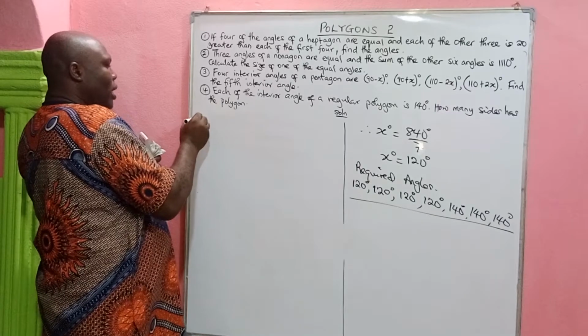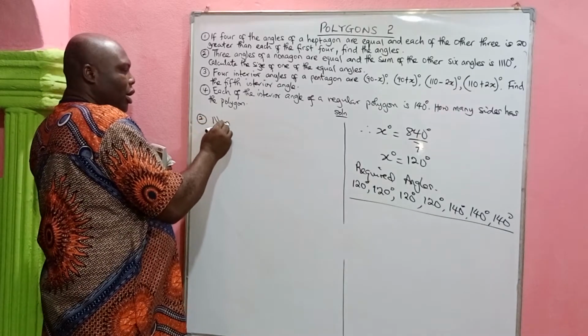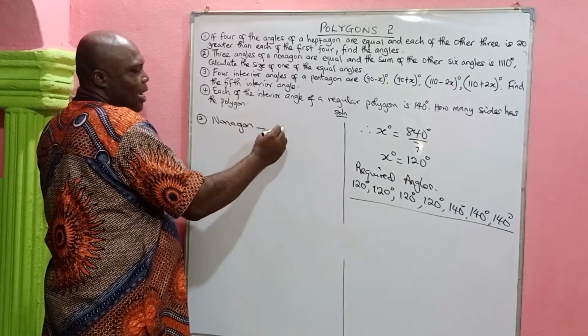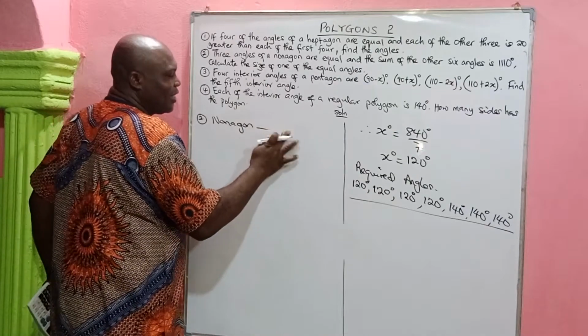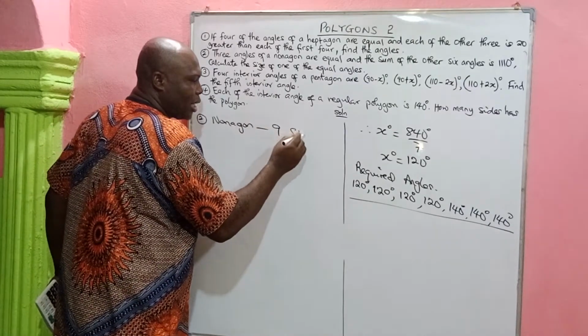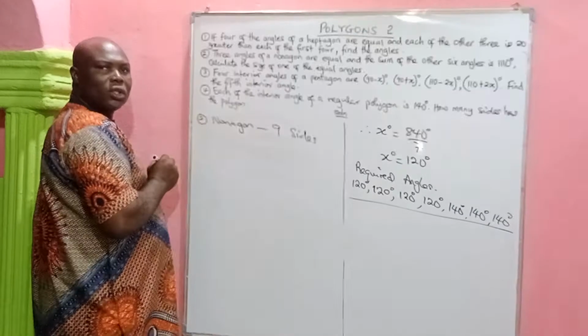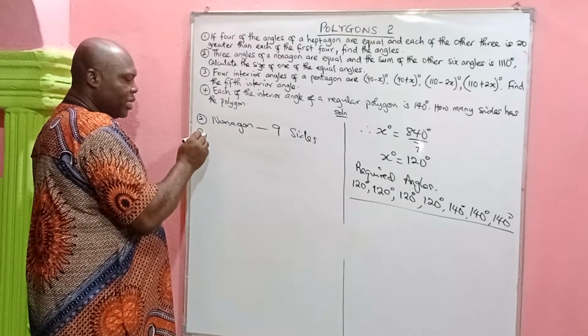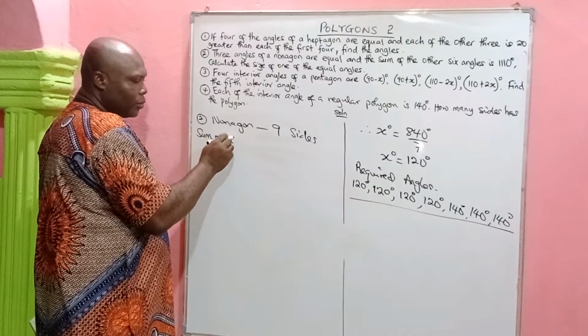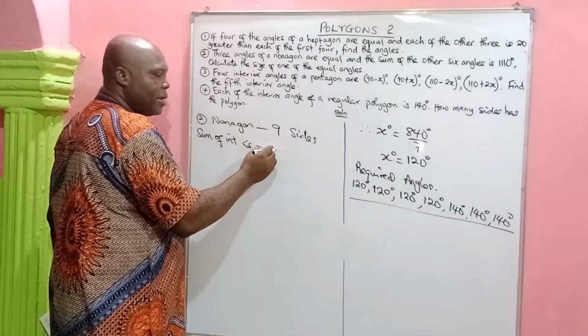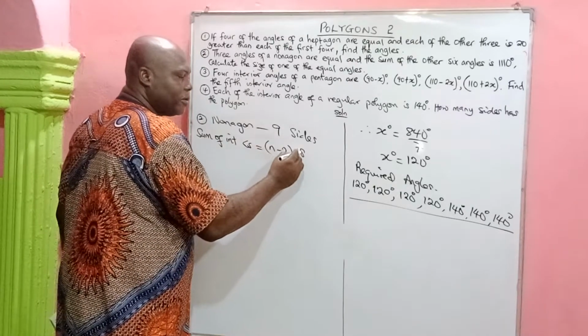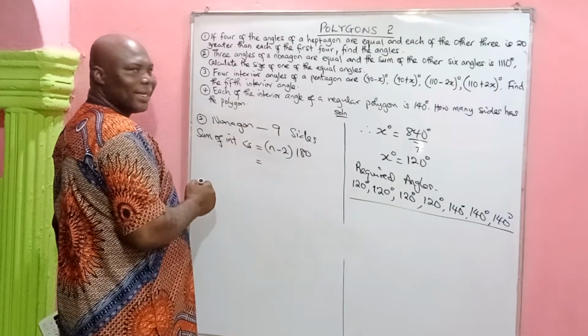Number 2, so we have a nonagon. A nonagon is a polygon that has 9 sides. Alright, so we need the sum of the interior angles. The sum of interior angles will be n minus 2 times 180. That's the formula. n now is 9.